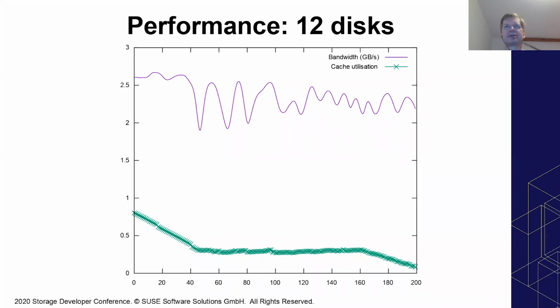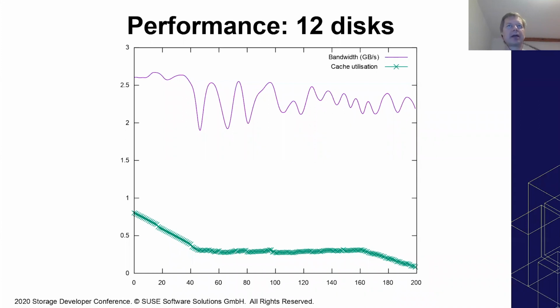With 12 disks, it's even more marked that the fluctuation, even for the cache performance, is quite high. And again, the plateau is being extended to well beyond 100, around 160.